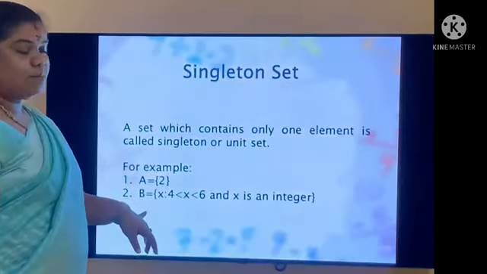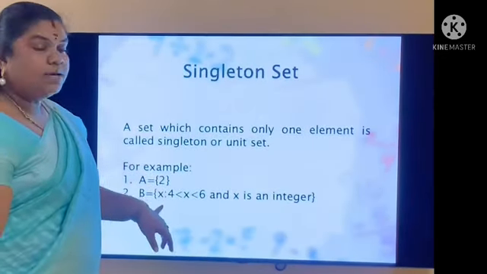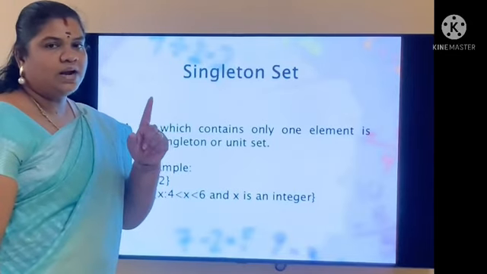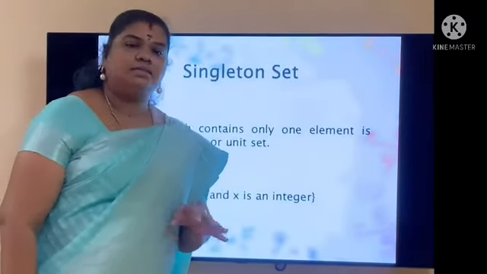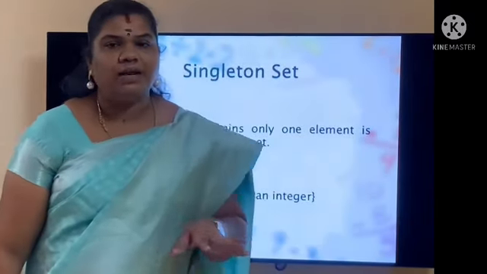In the same way, second example, B is equal to {x}, where x should be more than 4 and less than 6. So that is 5. 5 is the one element present in the set, so we call that also a singleton set. So empty set, no elements.